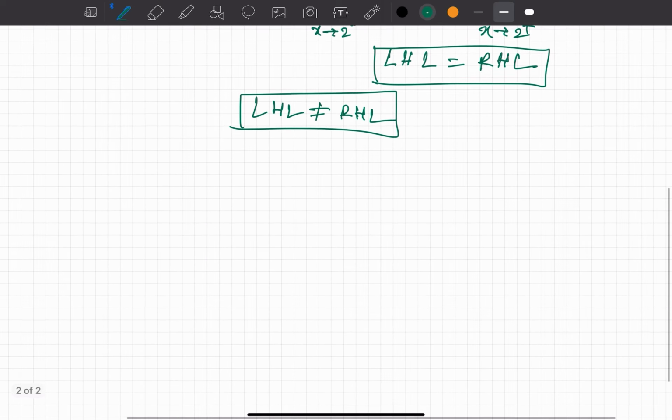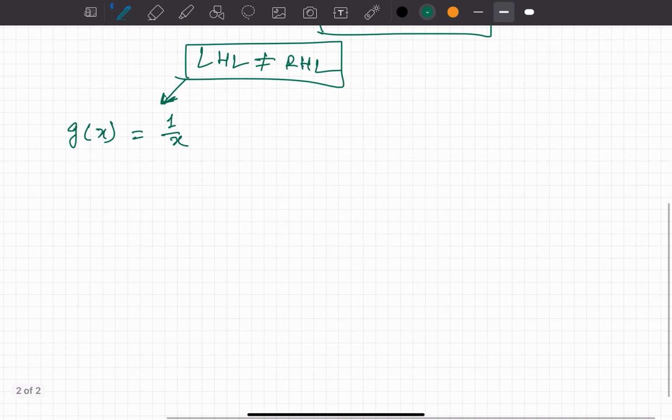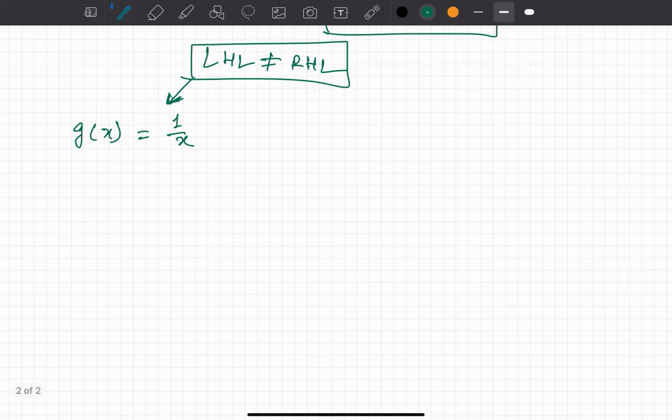Say we take a function to show such a problem. Let us take another function g(x) equals to 1 by x. Here we can see for x equals to 0, g(x) is undefined.